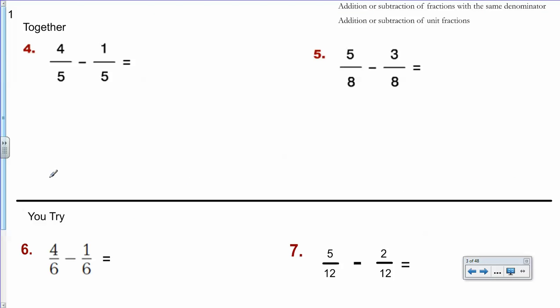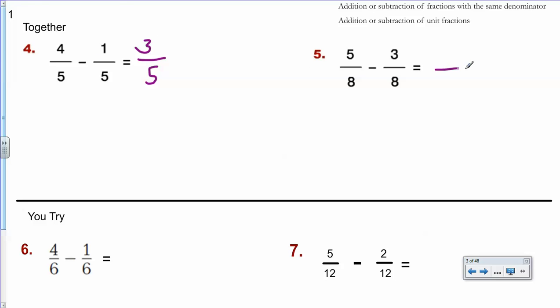Now let's take a look at some addition problems. Or I'm sorry, some subtraction problems. So here we go. I see that I have a common denominator of 5. So I go ahead and fill that in. Now I just have to worry about my top two numbers. 4 minus 1 is 3. So my answer is 3/5. So if I have 4/5 of a pizza left in leftovers, and I eat 1/5, how much of my pizza is left? 3/5 of my pizza.